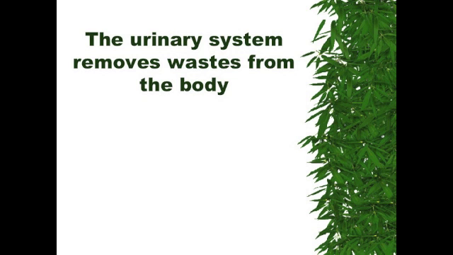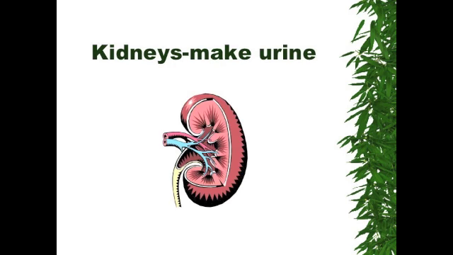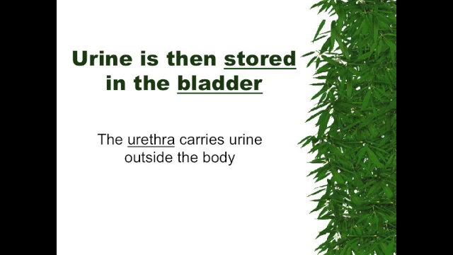The urinary system removes wastes from the body, specifically water wastes. The kidneys make the urine. When urine is formed, it travels down a tube called a ureter to where urine is stored in a balloon-like organ called the bladder. When it's time for the bladder to release the urine, it's carried outside of the body by the urethra.